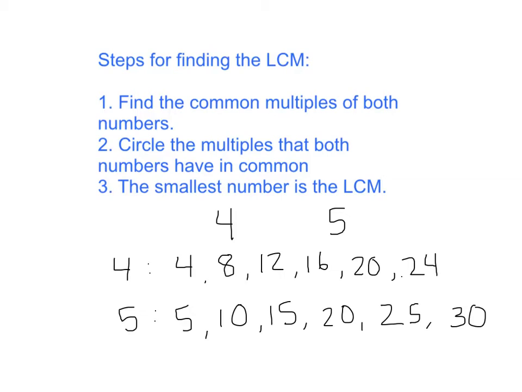Step number 2, circle the multiples that both numbers have in common. So as I'm scanning my list of multiples of 4 and 5, I can see that the first number they have in common is 20. And as I look through both of these lists, I can see that really is the only number that overlaps. Step number 3, the smallest number that they both have in common is the least common multiple. So for the numbers 4 and 5, the LCM is going to be the number 20. Let's try a few more problems.